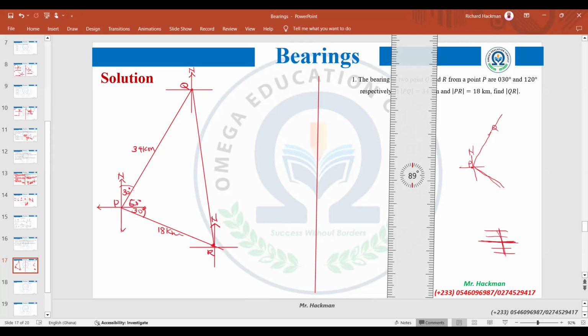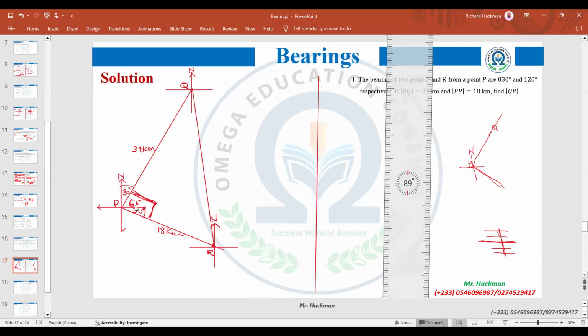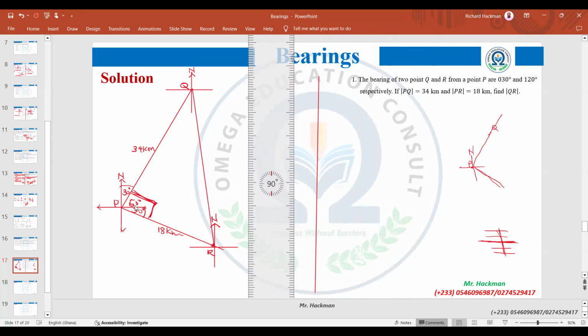So it means the angle here will be 90. So I'm dealing with a right angle triangle. Immediately you do that, you realize the type of triangle. I will plead, please pick it out and come and draw it beside it.